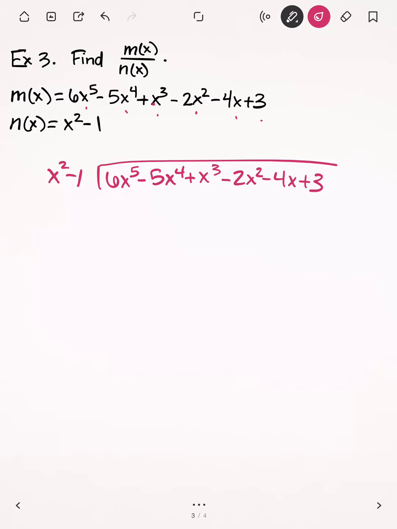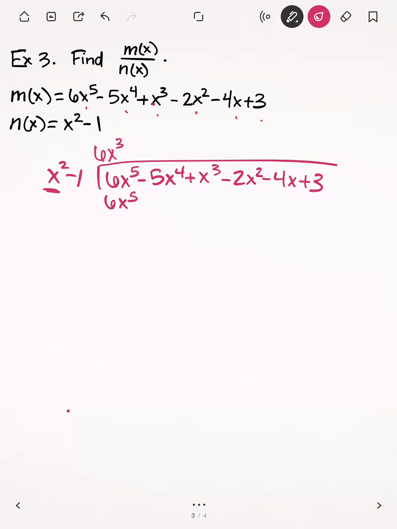And here we go. Instead of an x this time, we have an x squared. So x squared times what gives me a 6x to the 5th? Well, that would be a 6x cubed. Remember, when we multiply variables, we add the exponents. So when I multiply 6x cubed by x squared, I get a 6x to the 5th.